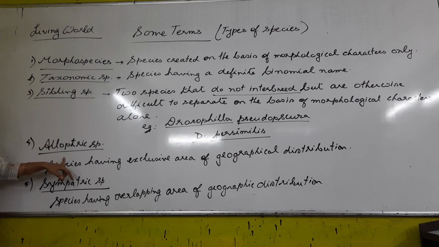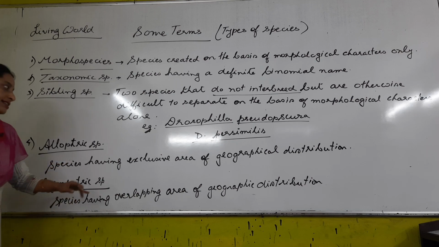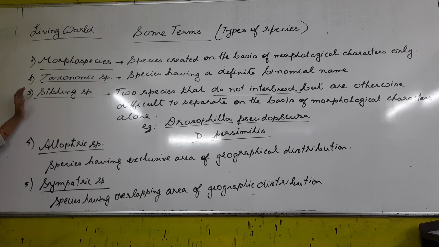Species having exclusive areas of geographical distribution, species having overlapping areas of geographical distribution. These are terms generally related with the living world. Then we will write one more species, for example parapatric. Generally this is an ecology portion or question, because again in that chapter we will be studying in detail. As of now we have certain species that are called allopatric species.